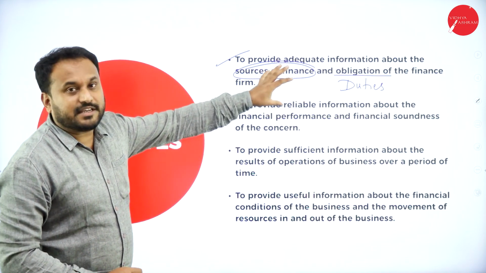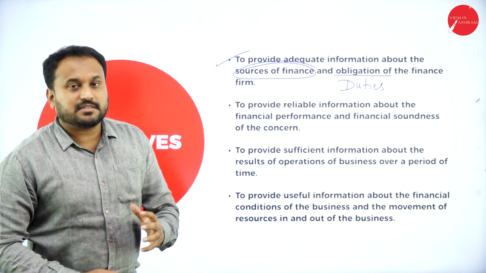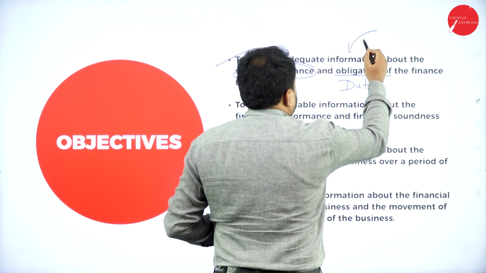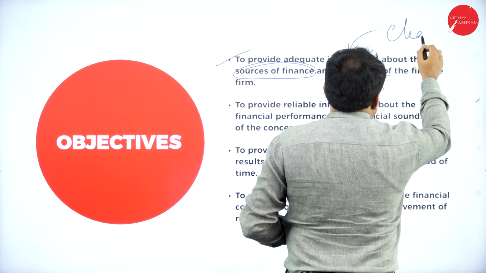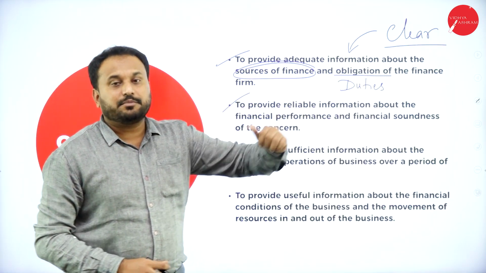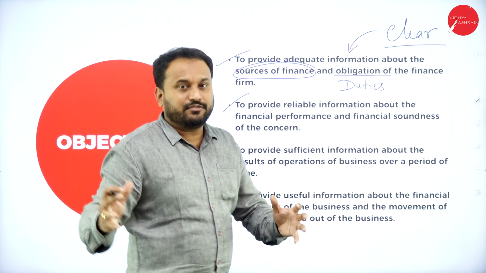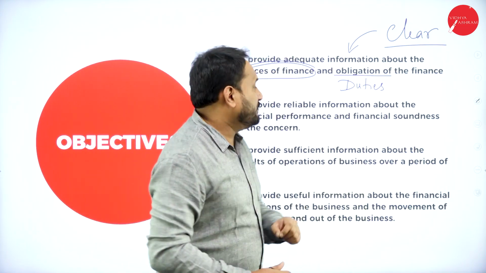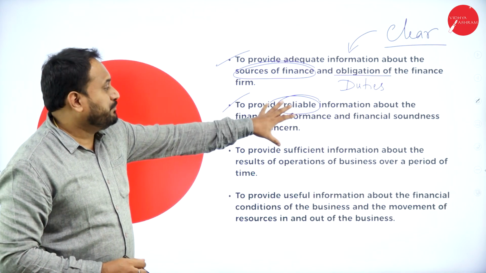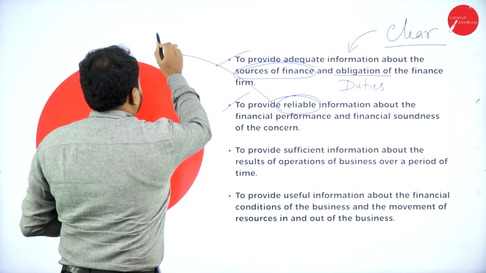Here the first thing is you need to get adequate, in the sense more and more clear information. What type of information should you get? You should get clear information. Second thing is to provide reliable information. You are not supposed to get all the information. You should get reliable information, that means whichever is required, the important one.